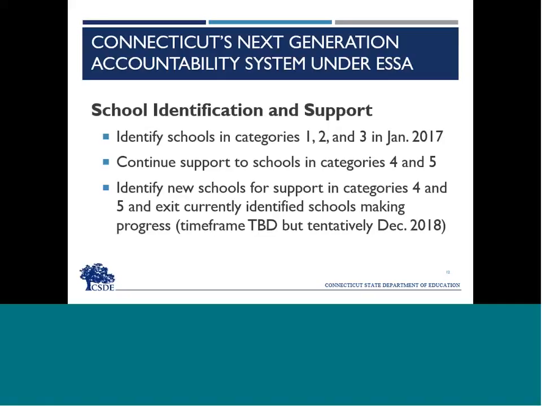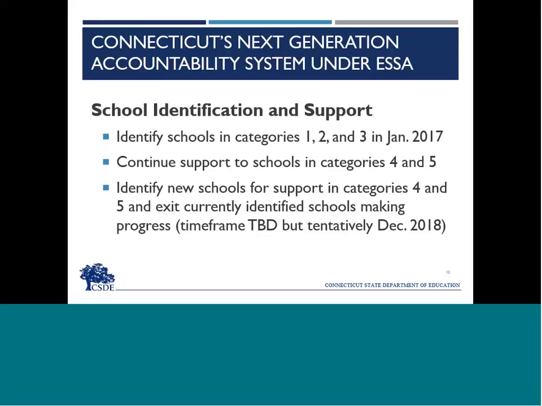That is still a topic of conversation with the U.S. Department of Ed, but that's kind of what it's looking like. So we won't be doing any new identifications for state support in categories 4 and 5. We will be identifying schools into categories 1, 2, and 3 sometime in January of 2016 when we roll out the results from the 15-16 school year for accountability.